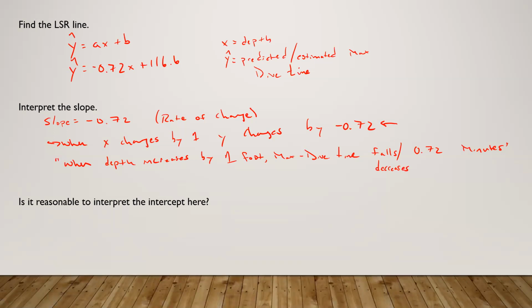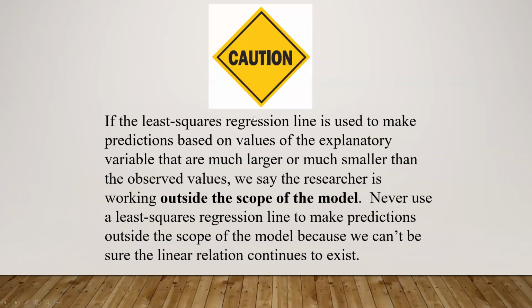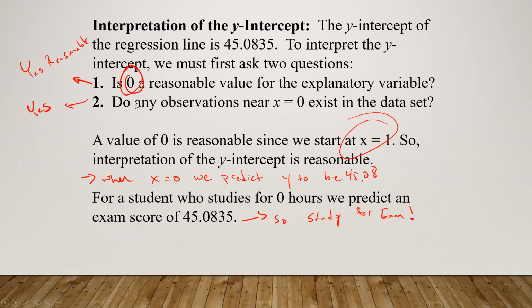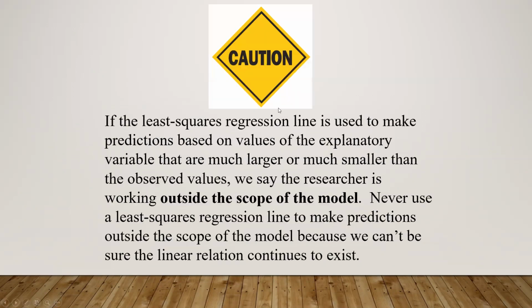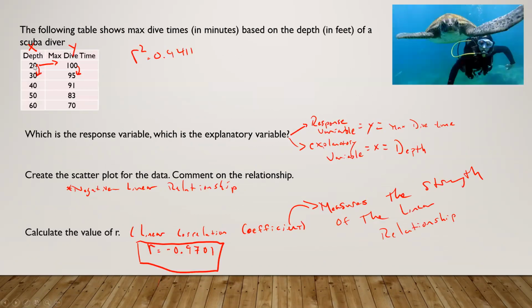Okay. So the next thing I said was sometimes it's reasonable to interpret the slope or interpret the intercept, and sometimes it's not. The only way you can interpret the intercept is if zero is a reasonable value of X and you have values near X equal to zero. So do I have any values of X close to zero here? Look, I have 20, 30, 40, 50. Is there anything like a five or a one or a two there? How close do they have to be? It depends on the context of the problem. That's what you have to figure out, and that's why it's hard.